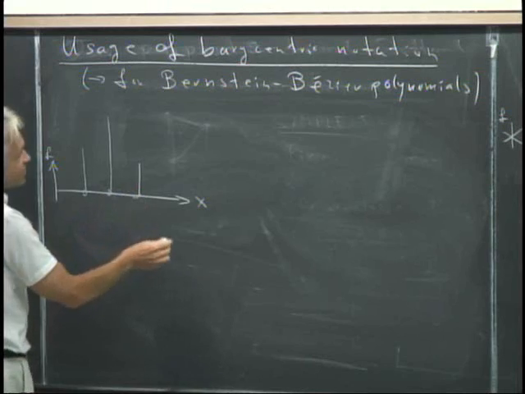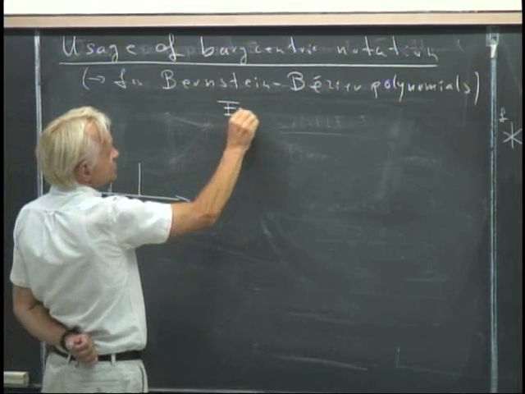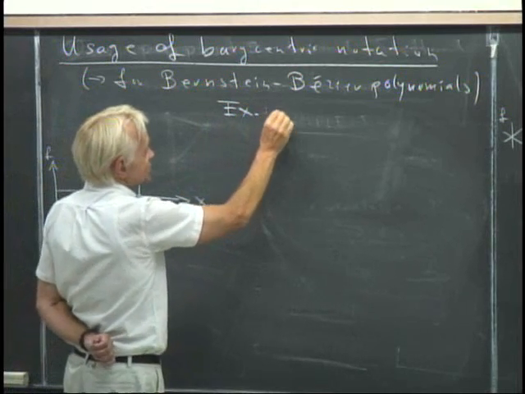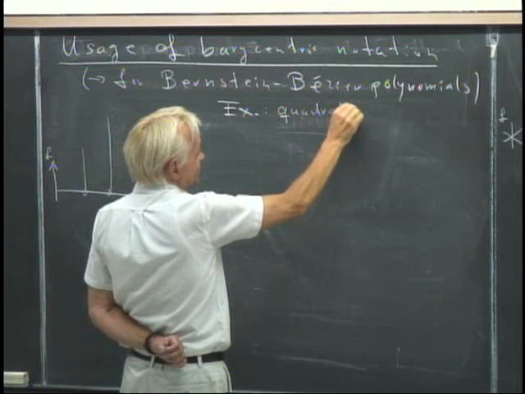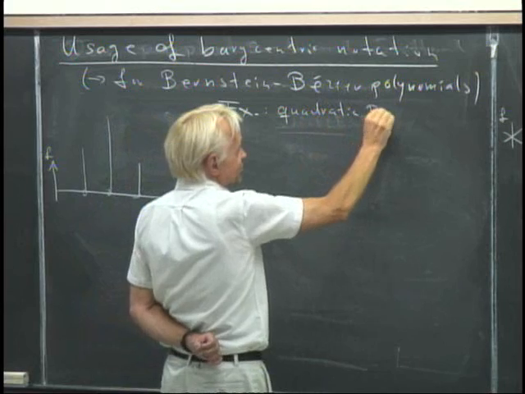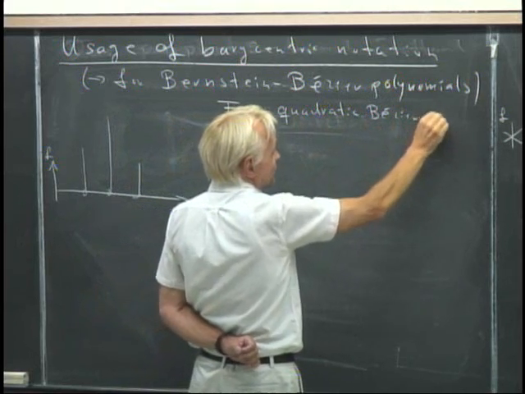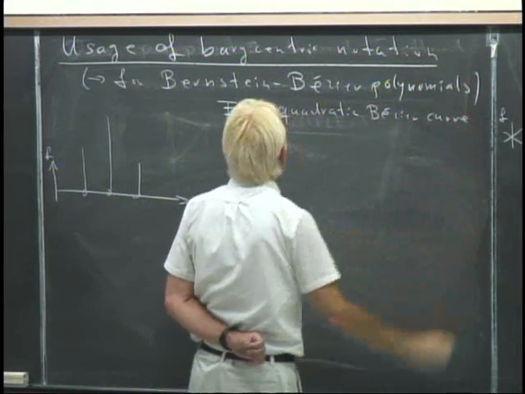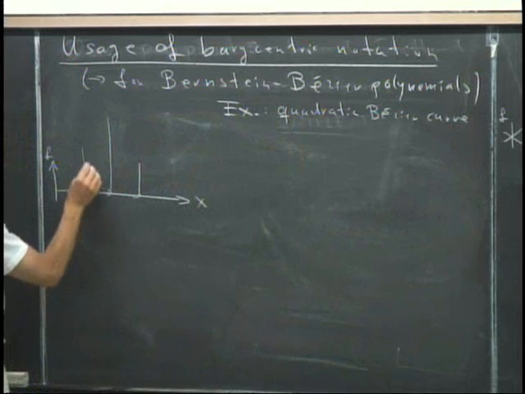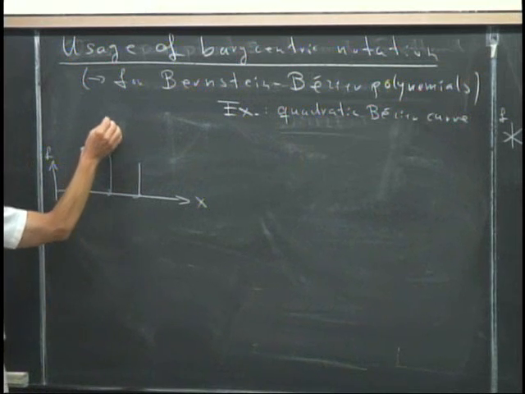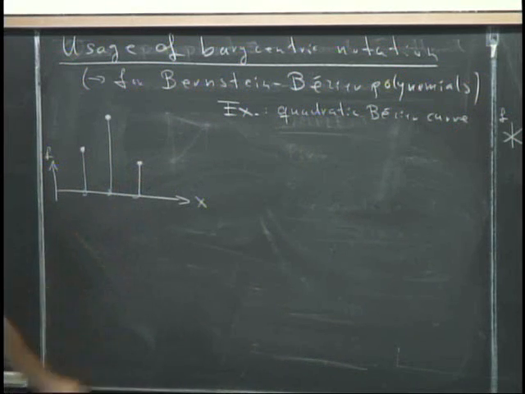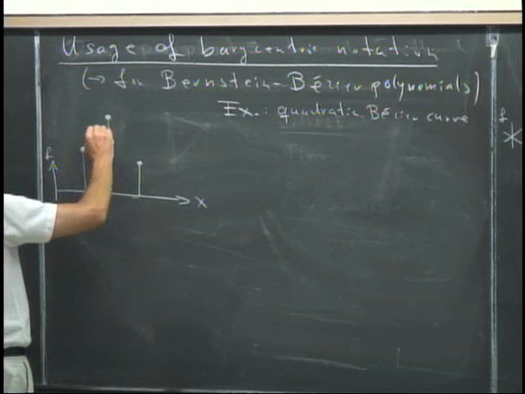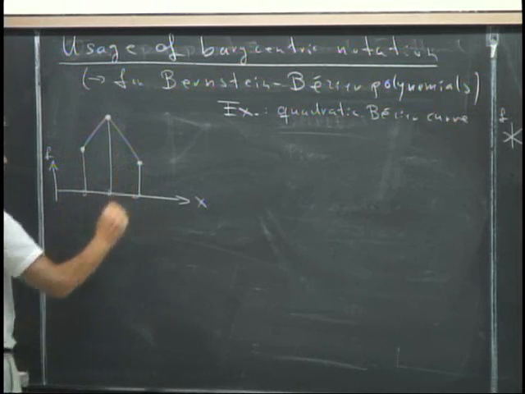So, for example, a quadratic Bezier curve. And you have seen this already in the Raycasting example, in the case of representing voxels with cubic Bernstein-Bezier polynomials. Now I go back to just a quadratic case.